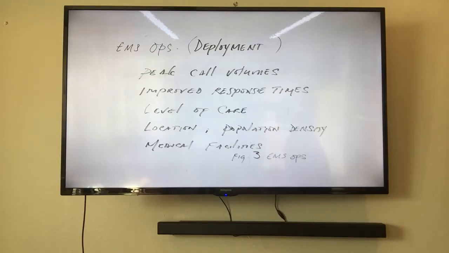And during those deployments, it's not only our response times, but what level of care we are providing. In the state of Hawaii, each county is charged to provide ALS response care. And although we may have BLS units, we do scrutinize those calls so that if a BLS unit does respond to an ALS type call, an ALS unit is going to be backed up and dispatched towards that incident. Again, it's based on location, population density, and our medical facilities.